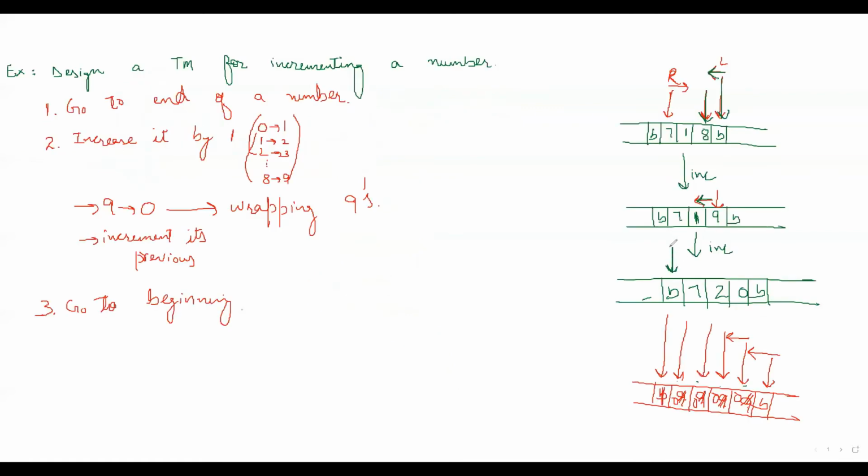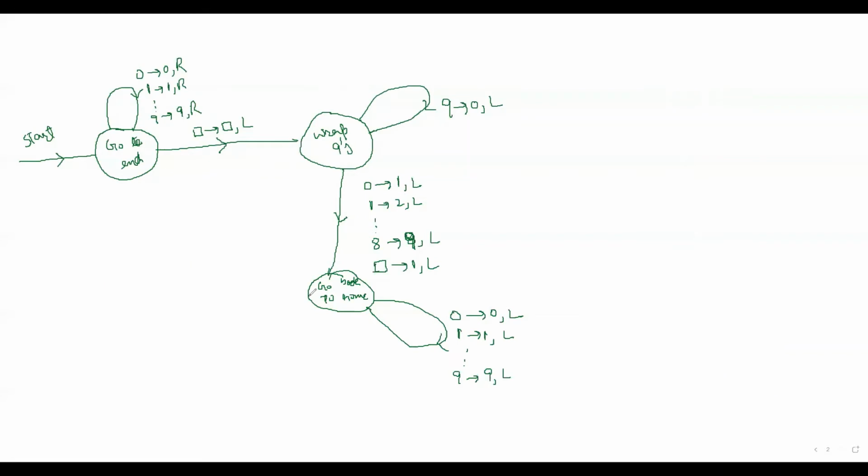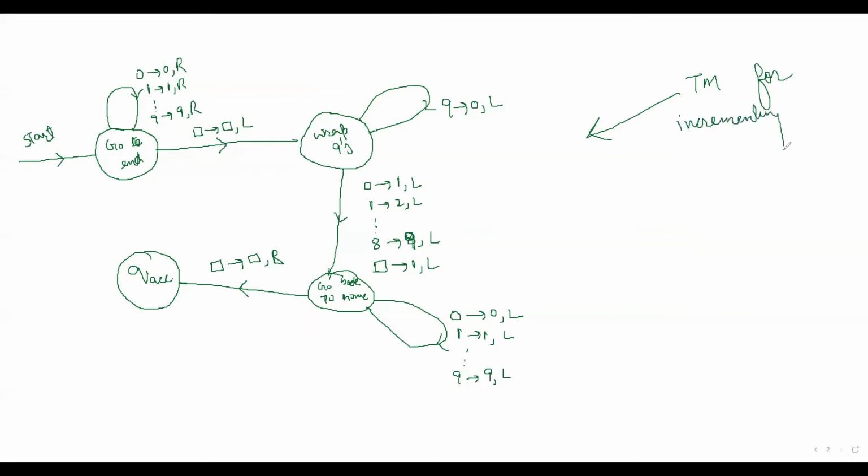At the blank symbol, we will move one step to the right, and that means we have completed the increment of a number. So if it is blank, we will replace the blank with blank, okay, and move one position to the right. And this final state will be our Q accept. Q accept means we have completed the procedure. So this is the Turing machine for incrementing a number.